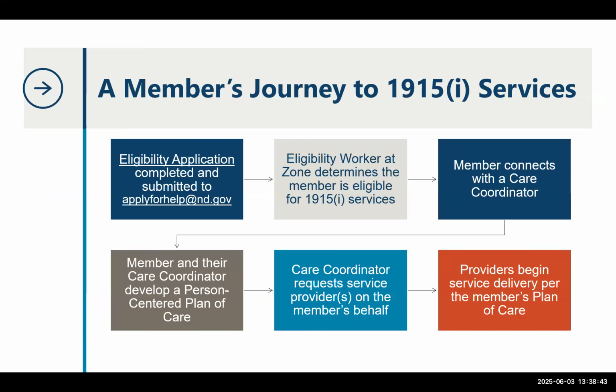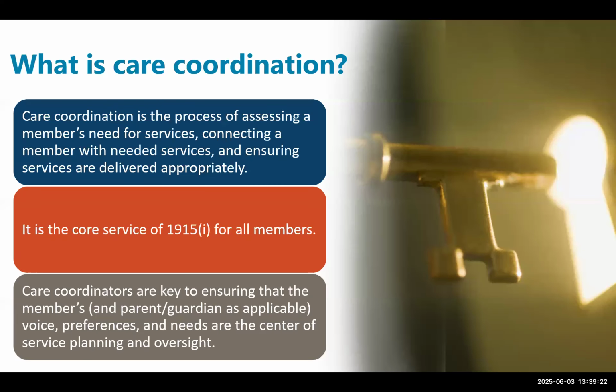This is a layout of a member's journey to 1915(i) services. It walks them through: they fill out the eligibility application, they submit that. Then eligibility is determined by a zone worker. Then a member will connect with the care coordinator, and the member and the care coordinator work on a person-centered plan of care. And the care coordinator connects the member to the different services that they need. And then those entities, those providers, begin providing the services. So that's the idealized flow of how the 1915(i) process will work.